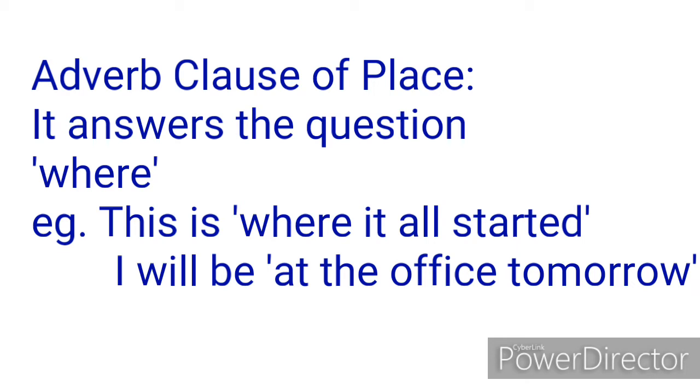In the first example, where it all started is an adverb clause of place qualifying the verb is. Where it all started tells us about place. And in the second example, I will be at the office tomorrow. At the office tomorrow is an adverb clause of place qualifying the verb be. I know you'll be wondering why it has to qualify the verb be and not will. It has to qualify the verb be because will is an auxiliary verb helping the main verb be. Be is the main verb of that sentence.